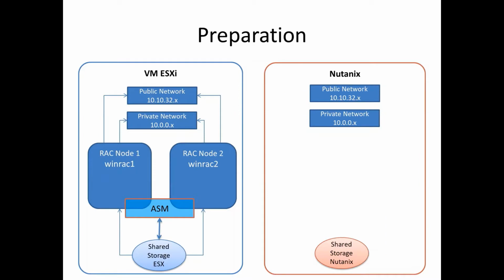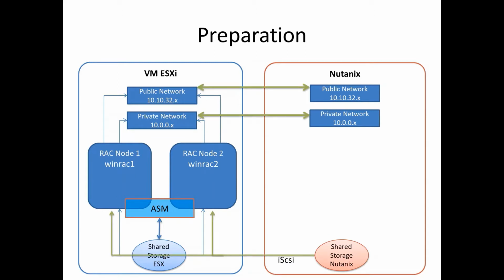It's the same thing. Now, as a preparation, you need to have a public network and a private network, exactly the same as in ESXi, with connectivity as well. Here I'm using the 10.10.32 range for my public network, where it will have the VIP, SCAN IP, everything. And the private network is my 10.0.0 range, which will be my interconnect, like ASM and other things. It's a private IP basically. And of course, I have to prepare my shared storage here in my Nutanix environment.